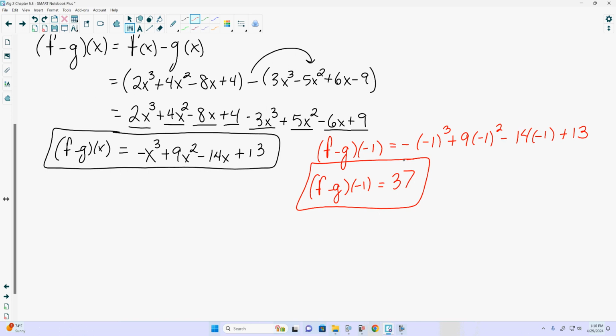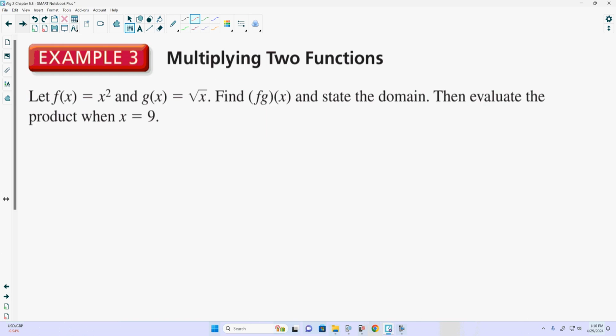So we've gone through addition, we've gone through subtraction. Now we're going to look at multiplication. So we want to find the product of f times g of x, and we're not going to worry about the domain. Then we want to evaluate the product when x is equal to 9. Now, f times g of x is the same as f of x times g of x. We're just multiplying the two together.